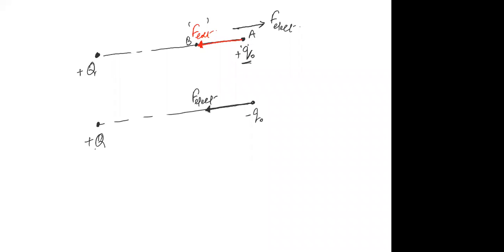If you want to move this charge from point A to point B against the force of attraction, again you will have to apply an external force in this case. आपको फिर से एक external force लगाना पड़ेगा, और ये एक्सटर्नल फोर्स आप कैसे लगाओगे, तो ऑपोजिट टू दैट ऑफ इलेक्ट्रोस्टैटिक फोर्स आपको ये एक्सटर्नल फोर्स लगाना पड़ेगा.